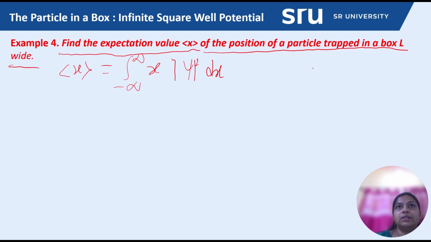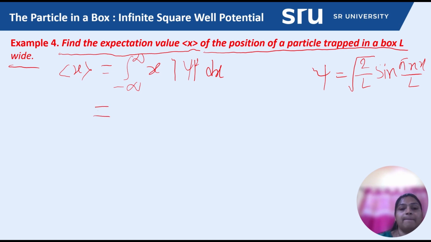We already know the psi formula: psi is root 2 by L sine of n pi x by L. If we square it and put it in this equation, we get 2 by L, with the integration from 0 to L, of x sine square of n pi x by L dx.